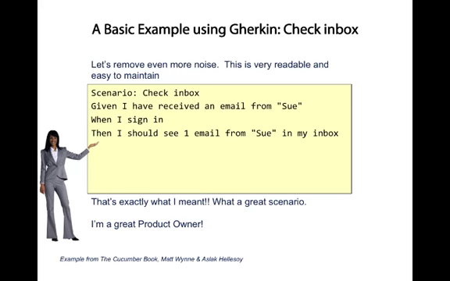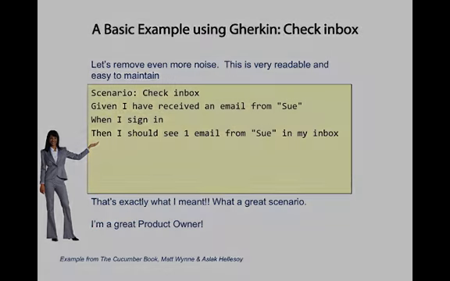Okay, let's do one last thing to this scenario to clean it up, make it a lot more maintainable and actually reusable across multiple users. In this case, we know that what we're trying to do is check an inbox. It should really pertain to anybody's inbox, not just Dave's. So if Sue sends an email to anybody, when they check their inbox, they should see one email. The scenario is now very clear. It's easy to read, it's easy to maintain, and it can grow with the system. And of course, as always, the product owner is going to take complete credit for this.